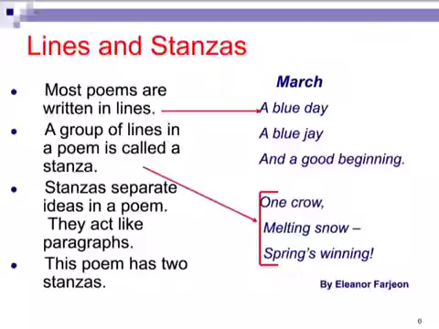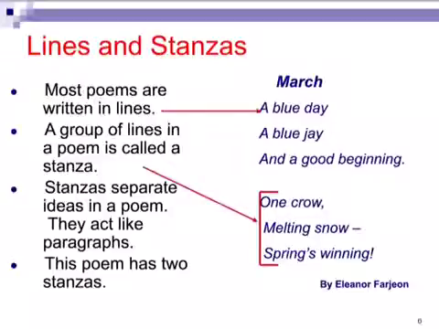So the first type of structure that you will look at for any poem is lines and stanzas. The first thing I'm going to want you to do is always number your lines and stanzas. Most poems are written in lines, and a group of lines is called a stanza. Think of it like in a normal story, you would see paragraphs. Well, instead in a poem, you call it a stanza.